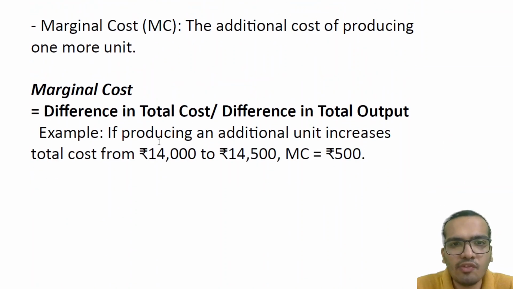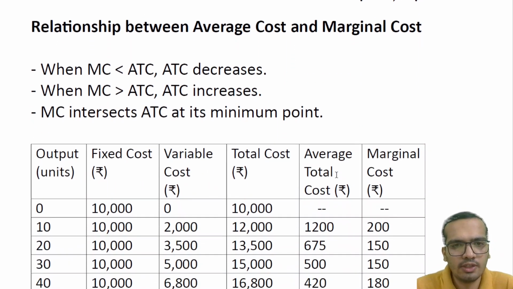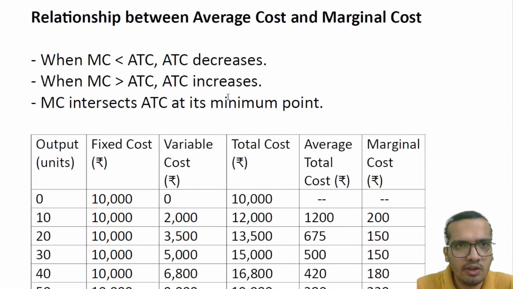Marginal cost is the difference in total cost divided by the difference in total output. Example, if producing an additional unit increases total cost from rupees 14,000 to 14,500, then the difference of rupees 500 will be our marginal cost. Now we have a tabular presentation where we will be discussing the relationship between average cost and marginal cost. Average cost is total cost divided by total units, and marginal cost is the additional cost.